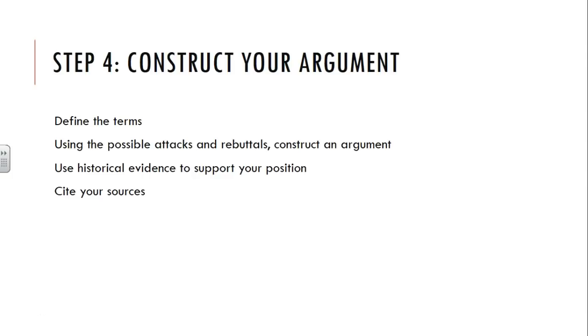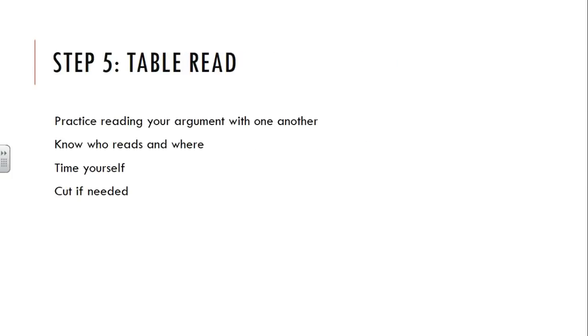Use historical evidence to support your position. If you are making a claim that this form of government works, it is important that you show an example from history of how this works. It's going to strengthen your argument. It's also going to help you understand the topic better and give you more information when it comes to explaining what's going on. And finally, you need to cite your sources. It gives your argument much more credibility and it makes you have a stronger argument. So be sure to cite your sources.